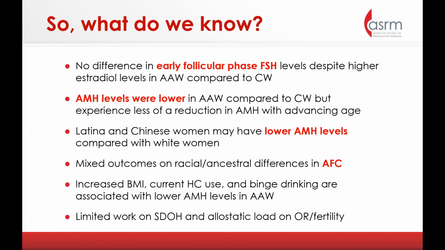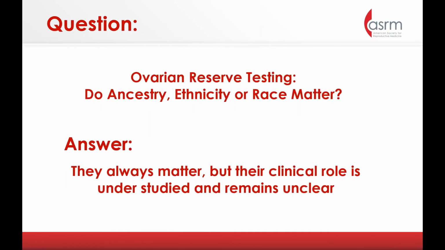And lastly, there's very limited work on looking at the impact of racism on ovarian reserve markers, specifically work focused on social determinants of health and allostatic load, and that's a space where we do need more research. When we go back to our question of does ovarian testing matter, again, the clinical role is understudied, it remains unclear, and there's a lot of variation between the populations assessed, how race, ancestry, and ethnicity are defined, and which markers of ovarian reserve are being used. But I would say these factors always matter.